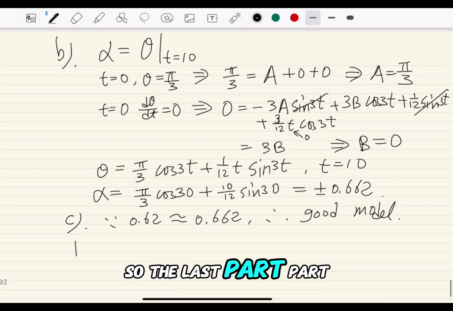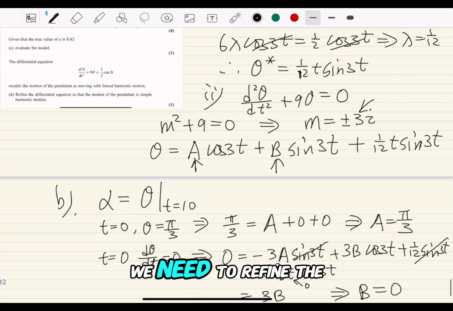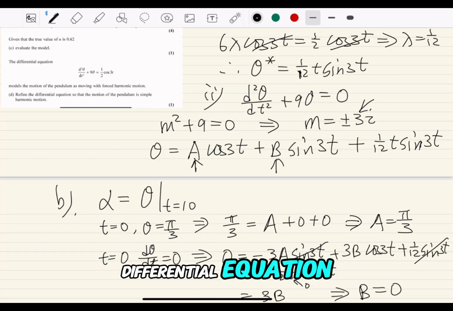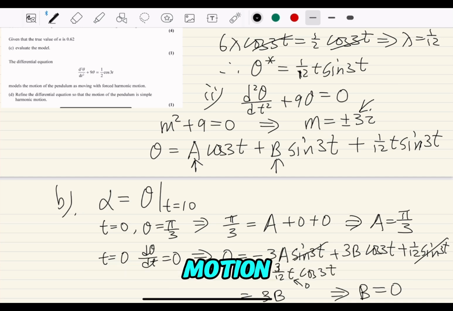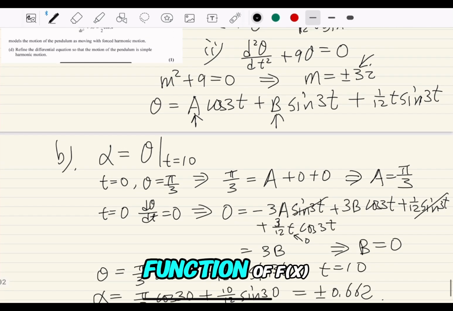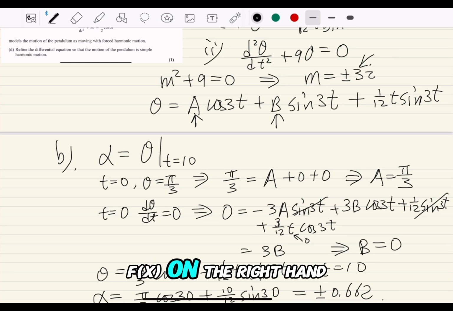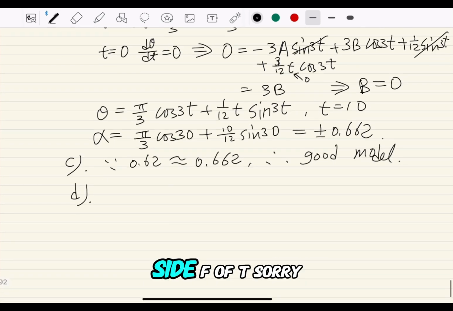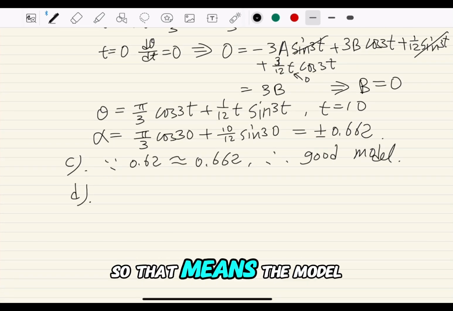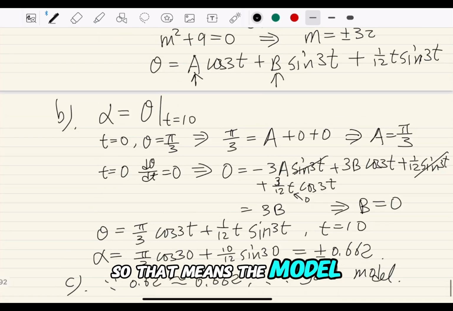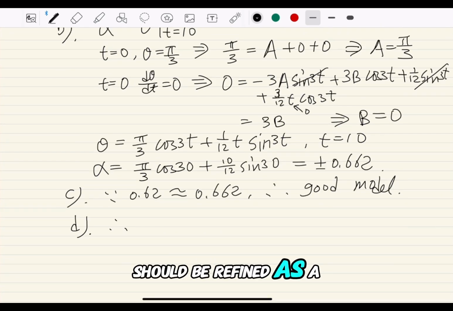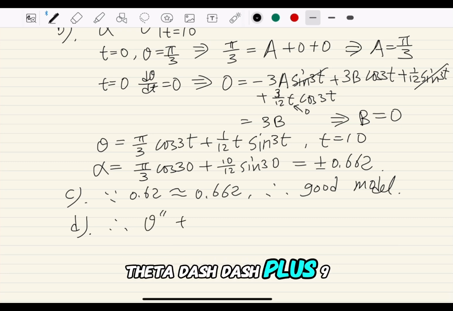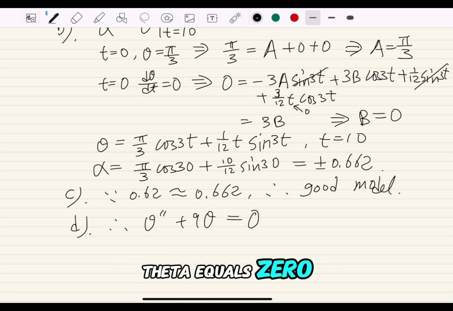For the last part, part D, we need to refine the differential equation so that the motion of the pendulum is simple harmonic motion. So there will be no function f of t on the right-hand side. That means the differential equation should be refined as theta double dash plus 9 theta equals 0. So that is all the solution.